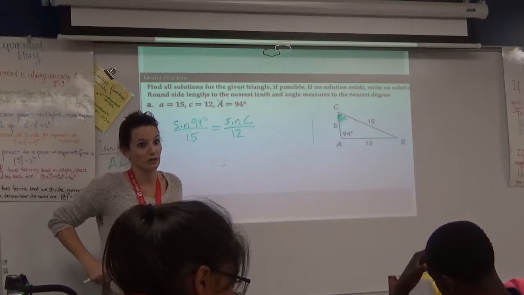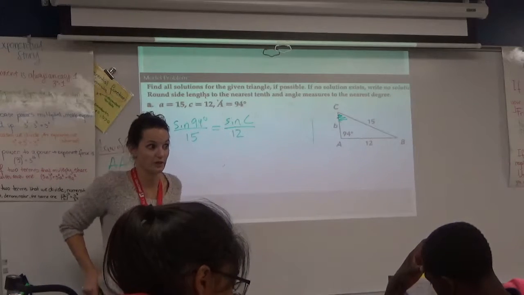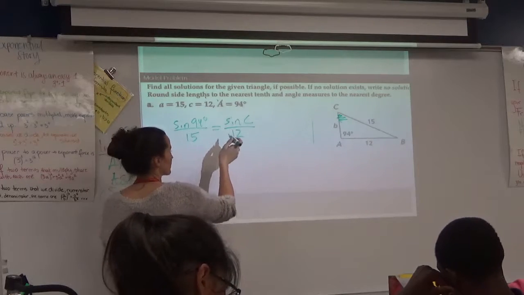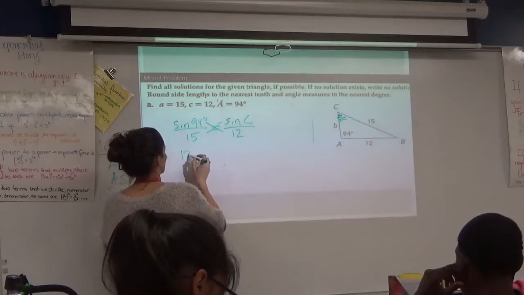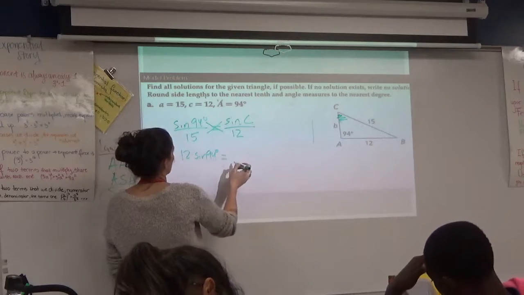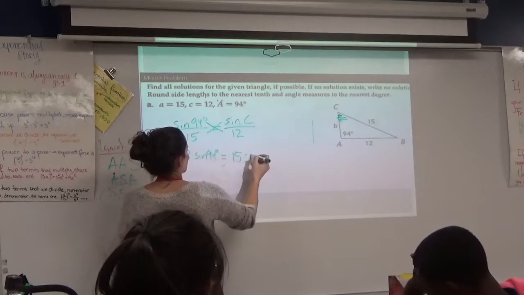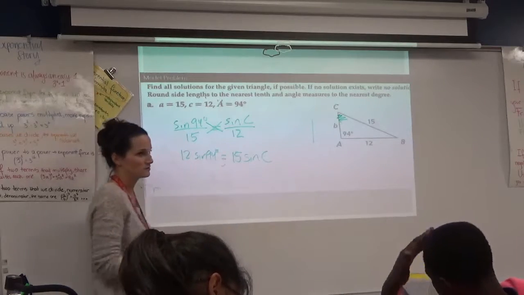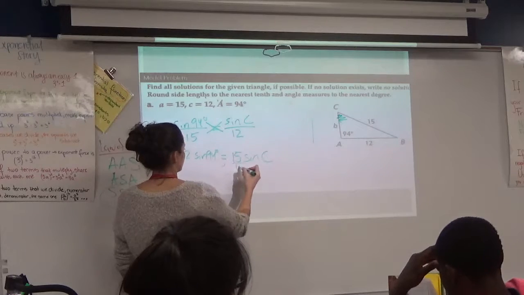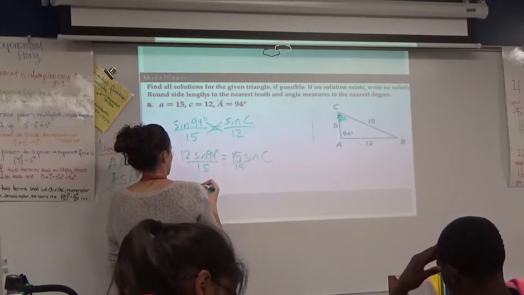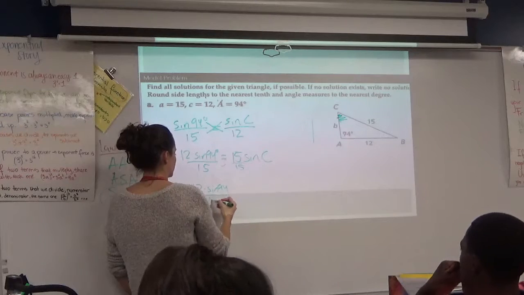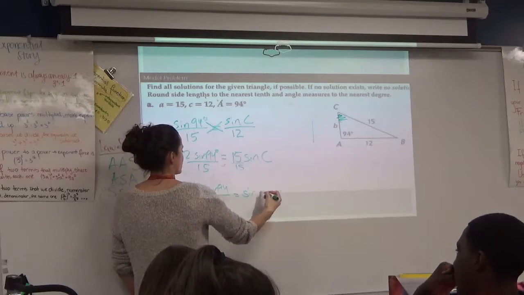We haven't solved for an angle yet. We've only solved for the sides. So I wanted to make sure I model one of these. So let's do cross multiplication. Make sure you're still with me. Cross multiply: 12 times sine of 94 degrees equals 15 times sine of C. Divide by 15 to move that over. 12 times sine of 94 divided by 15 will be equal to the sine of C.